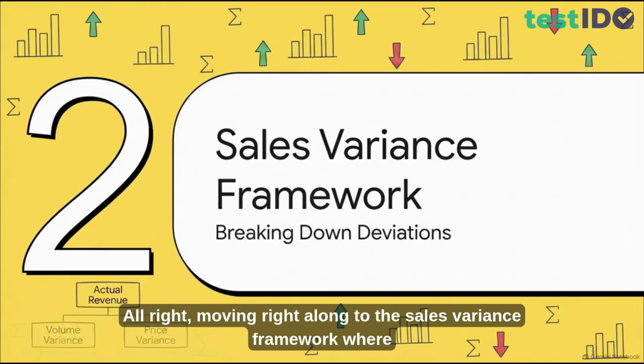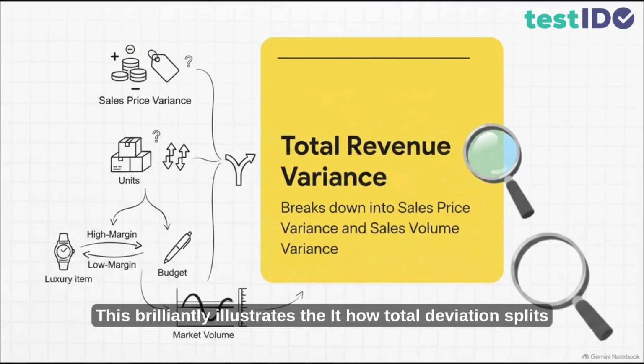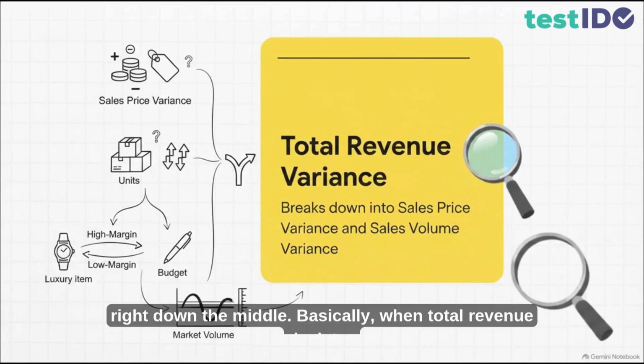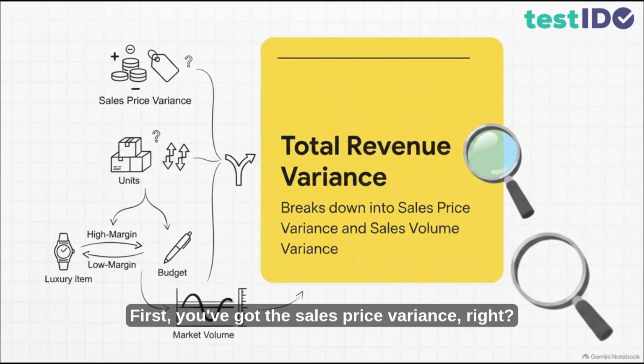All right, moving right along to the sales variance framework, where we start breaking down those deviations. This brilliantly illustrates how total deviation splits right down the middle. Basically, when total revenue deviates from your budget, it breaks into 2 main components. First, you've got the sales price variance, right? Did we sell at higher or lower prices than we planned? And second, the sales volume variance. Did we sell more or fewer units than planned?